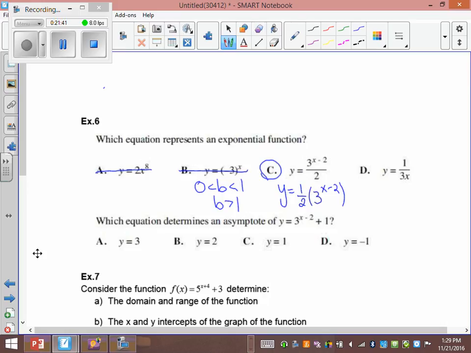This one, which equation determines an asymptote? What's the asymptote of that one? It's normally at 0, right? The only thing that changes my asymptote is vertical translation. It vertically translates 1 what? Is it with the y? No, so we keep it. So it goes 1 what? Up. Whatever your vertical translation is what your asymptote is. So if it's 1 up, it's going to be y equals 1.